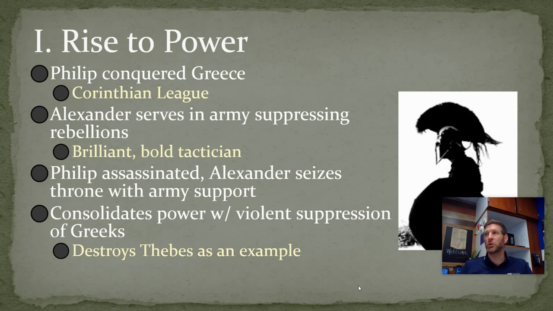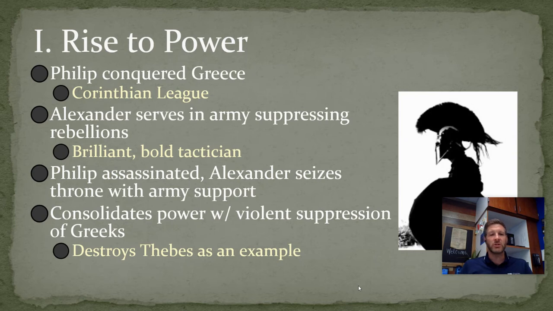His son Alexander serves in the army that suppresses Greek rebellion and kind of earns a reputation as being brilliant and a magnificent military general and tactician. During his rise to power, his father, Philip II, is assassinated. There's lots of conspiracy theories about who actually killed him and whether his wife, Olympias, or Alexander actually participated in it, but that's all speculation. But he is killed, and Alexander uses the death of his father as a moment to seize the throne due to his popularity with the Macedonian army.